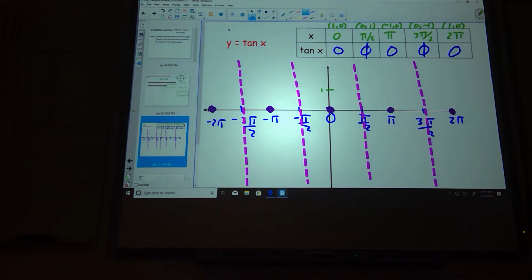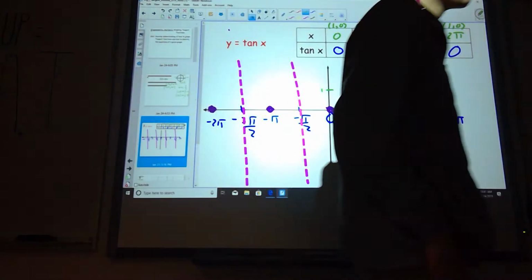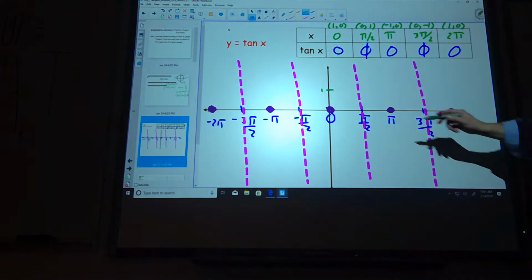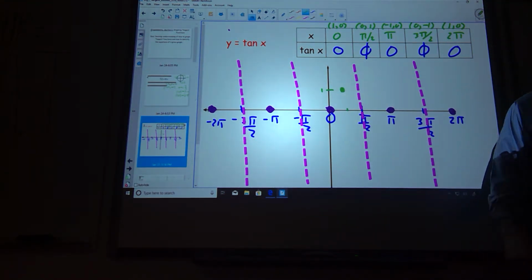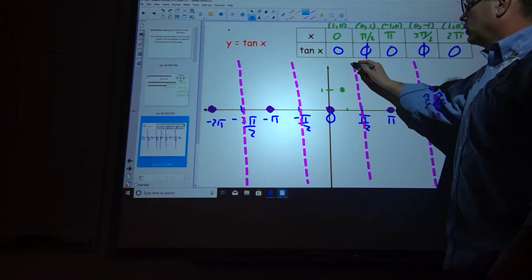What is the tangent of pi over 4? That's tangent of 45 degrees, which is root 2 over 2 over root 2 over 2. So what's root 2 over 2 over root 2 over 2? 1. So the tangent at pi fourths, which is here, is 1. And I always put that because that way I remember which way the graph goes, because I can't remember it. So this is what my tangent function looks like.